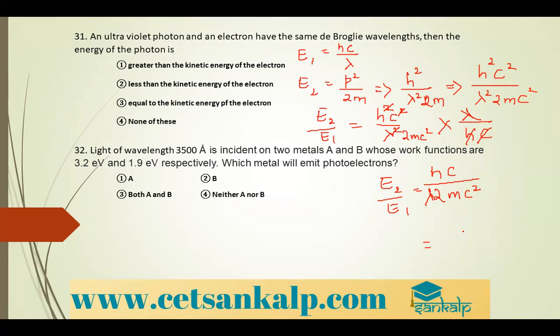So if you observe that hc by lambda is equal to E1, right? So when we compare, the energy of photon is greater than the kinetic energy of electron. Energy of photon is greater than the kinetic energy of electron, we say. That means it is double, it becomes E squared, that's all. Because hc by lambda is E1, so it is greater. Okay.